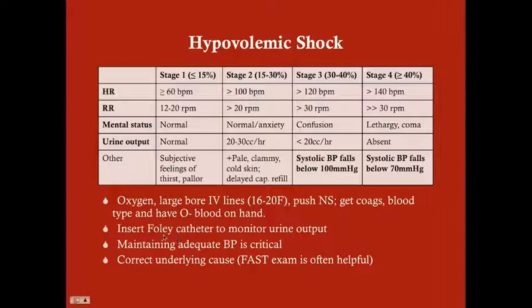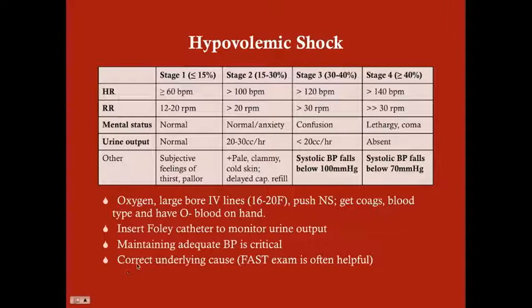Another thing you'll want to do is insert a Foley catheter to monitor their urine output. A good urine output is reassuring that the patient has adequate volume. And then, like I said, maintaining adequate blood pressure is critical. If you have a blood pressure better than 100/70, then you're reassured that the patient is not going to die from hypovolemic shock. So maintaining an adequate blood pressure is absolutely critical.